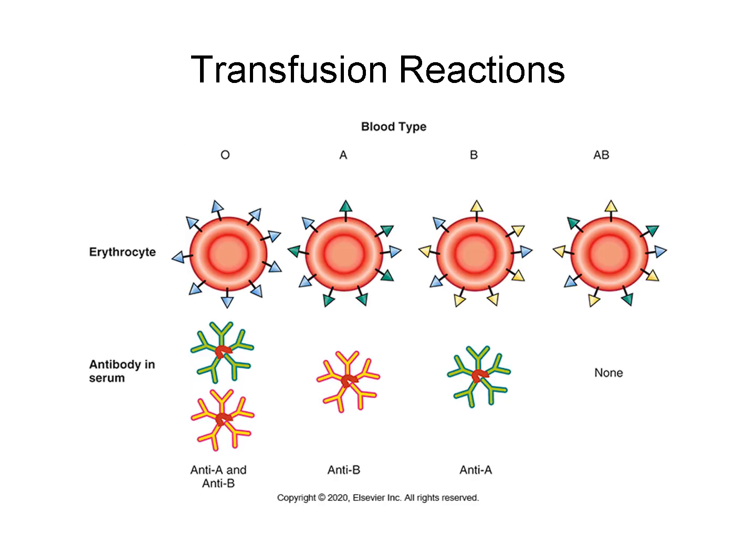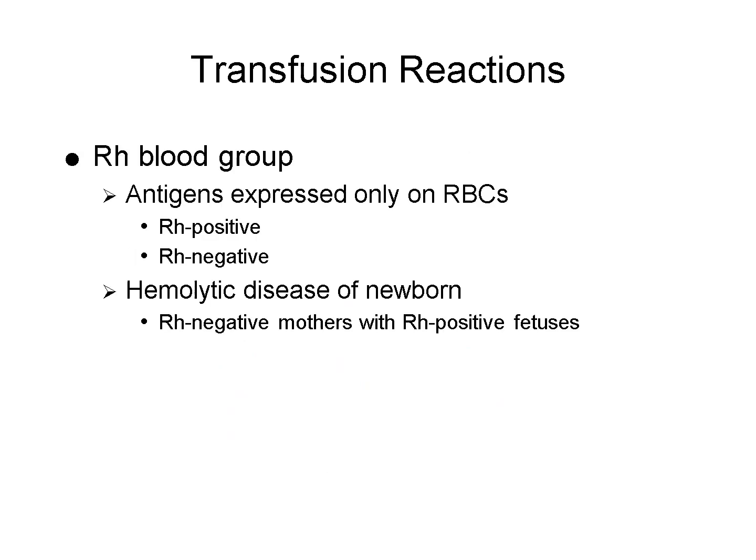If incompatible blood is transfused, the recipient's antibodies will attack the donor red blood cells. This leads to hemolysis, or the destruction of red blood cells, causing symptoms such as fever, chills, low blood pressure, and even kidney failure. Ensuring compatibility through careful blood typing and cross-matching is crucial to prevent these life-threatening reactions. Another important blood group is the Rh factor, which refers to antigens expressed only on red blood cells.